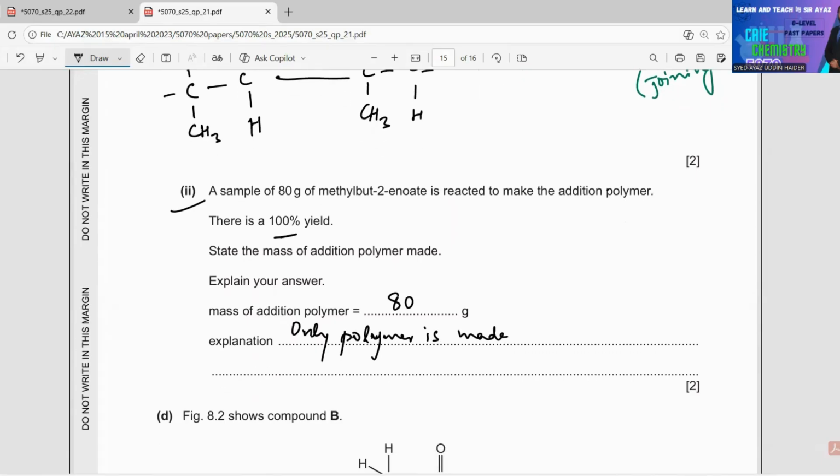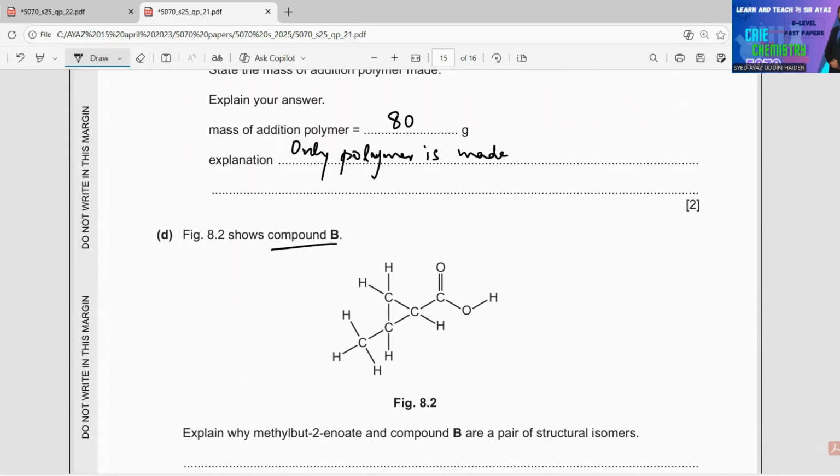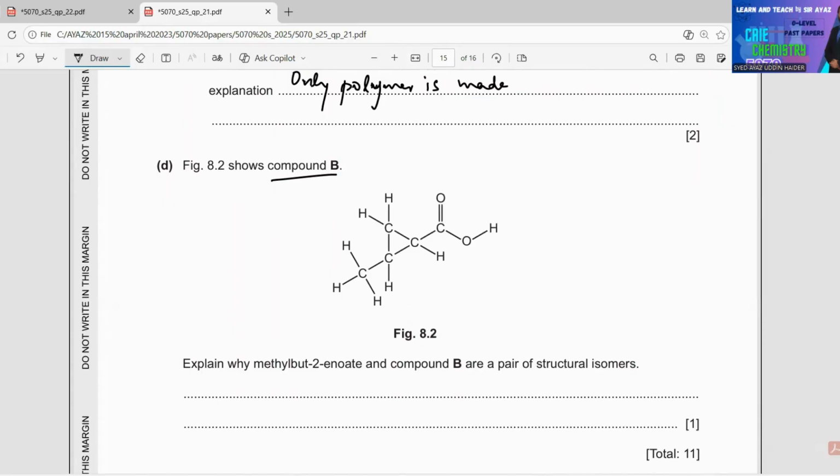The last part, which is part D. Figure 8.2 shows compound B. Explain why methyl butadienoate and compound B are a pair of structural isomers. You know the definition of structural isomers. They have the same molecular formula but different structures. So let's see whether these two have the same molecular formula or not. But this is for sure that they have different structures.